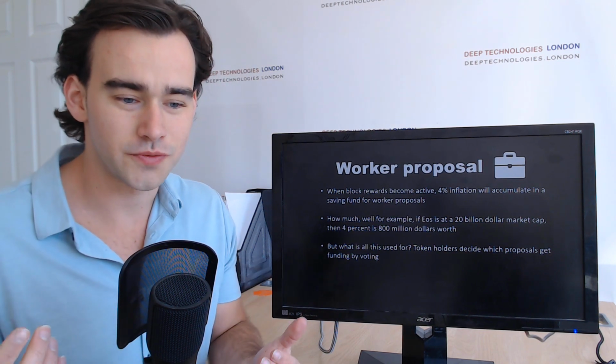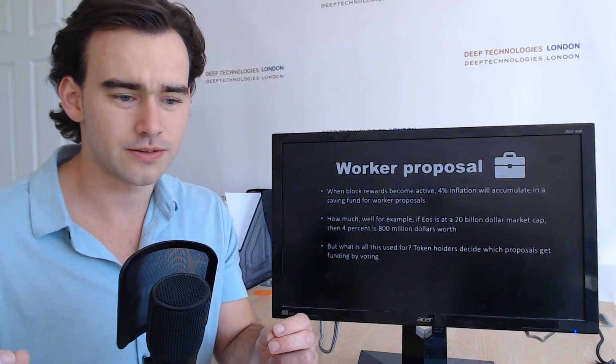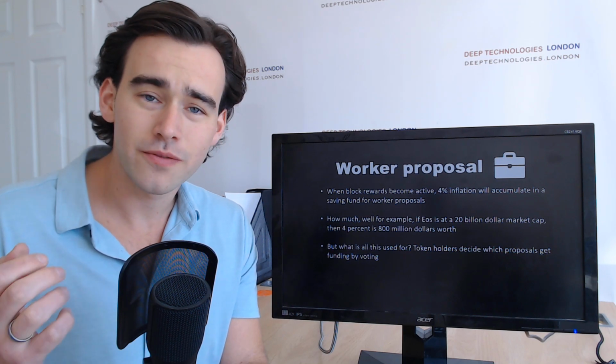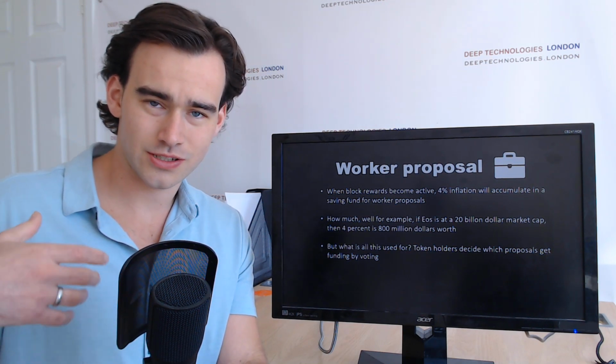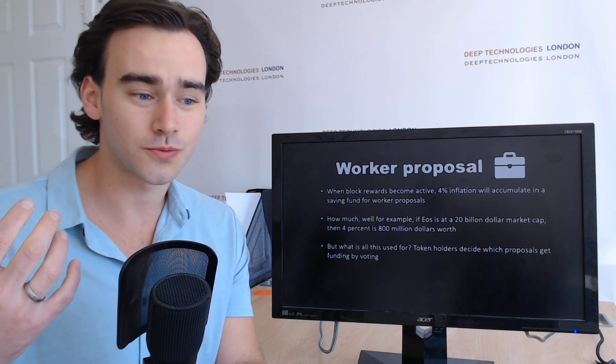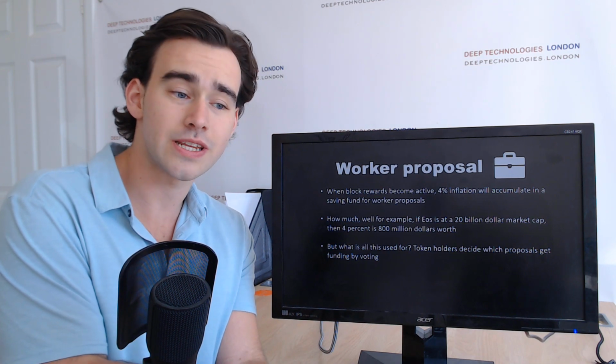So what is it used for exactly? What is a worker proposal? Well, token holders decide which proposals are going to receive funding by voting, and it's on a per vote basis, which will decide which proposals receive funding and which do not. It's democratic, essentially.